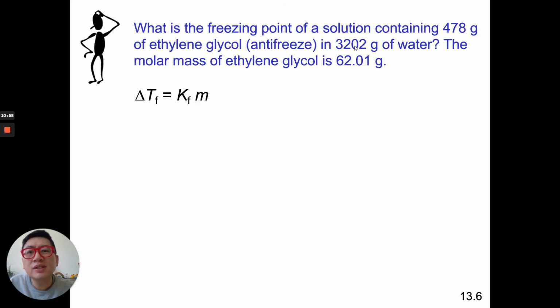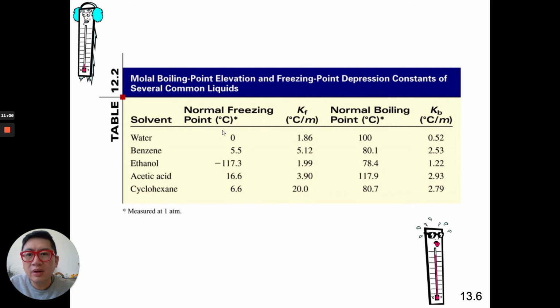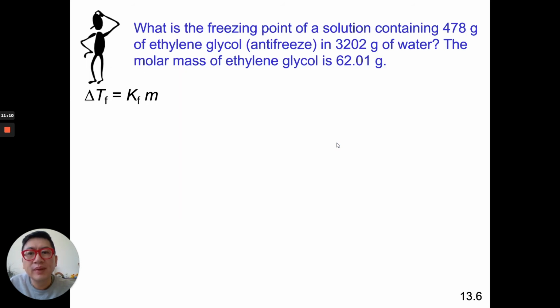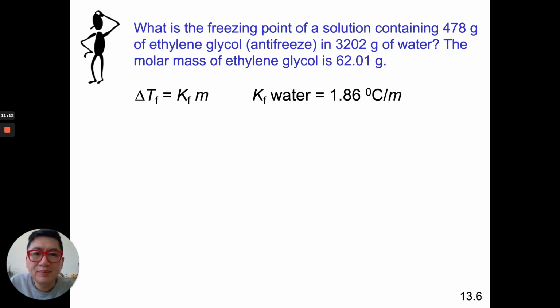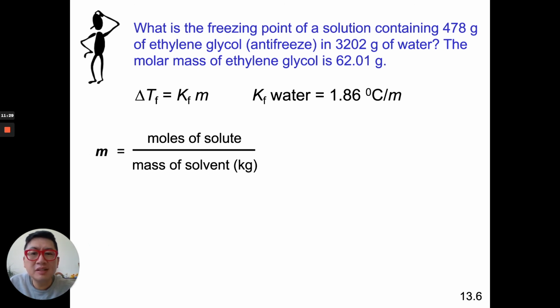So I want to look up on the table the Kf of water. You don't memorize this. It's right here. Kf of water, 1.86 Celsius per mole. So that's the first thing you would look up. Again, on a test, you would be given this. Well, the change in freezing temperature is equal to Kf, 1.86, times m, the molality. So that's actually not hard. We just need to calculate molality. Molality is the moles of solute divided by kilograms of solvent.